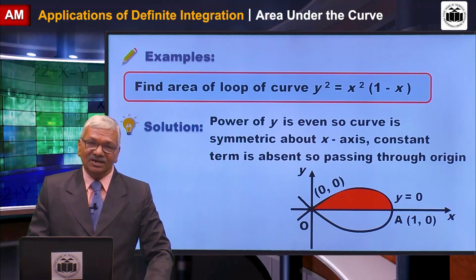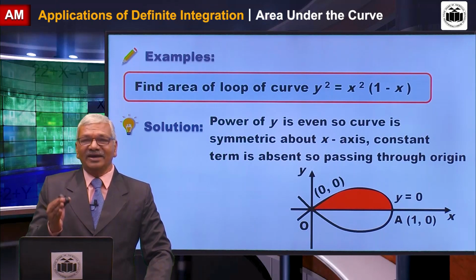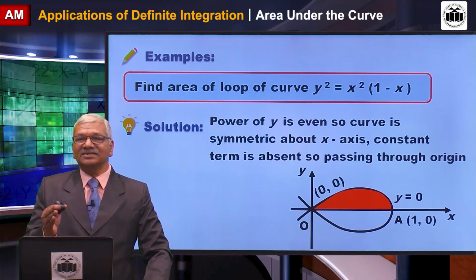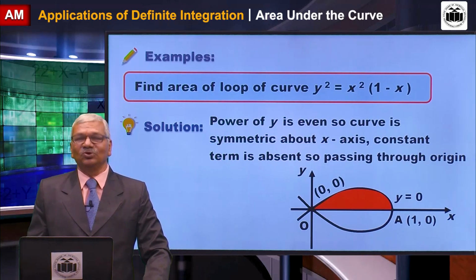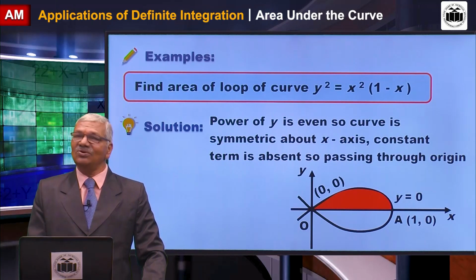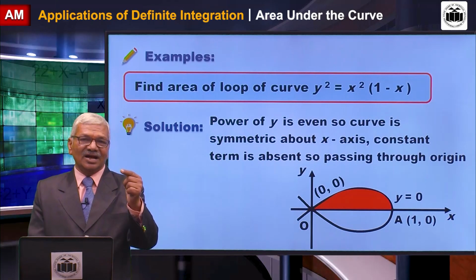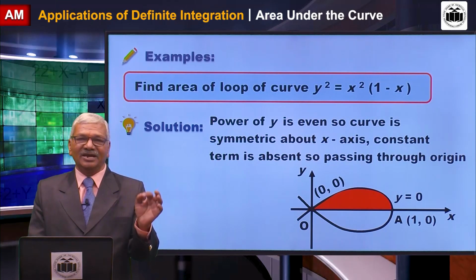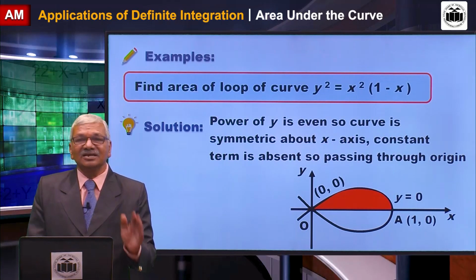Can you tell me what we'll do in this case now? Yes, we'll find the area above x-axis and we'll make it double. That will give the area of the whole loop. Before that, how to find the limits of integration? Remember, it's very important, but very simple and easy. How? What you said in the last statement? I told you that it is symmetric about x-axis. Means what does it mean? It is cutting x-axis somewhere.